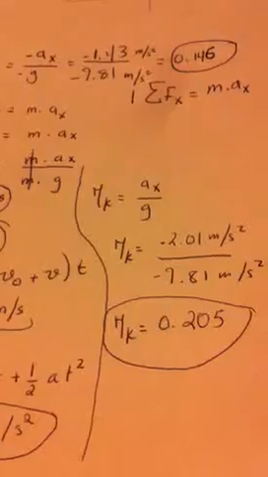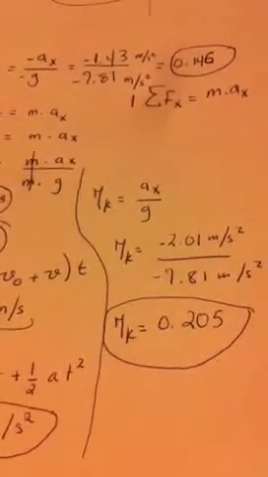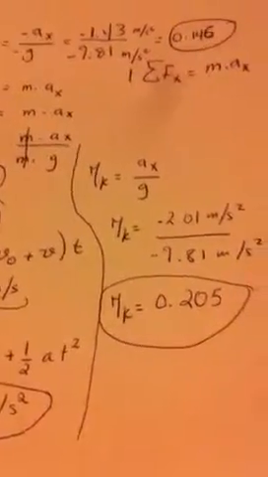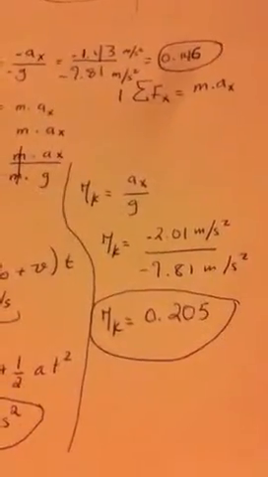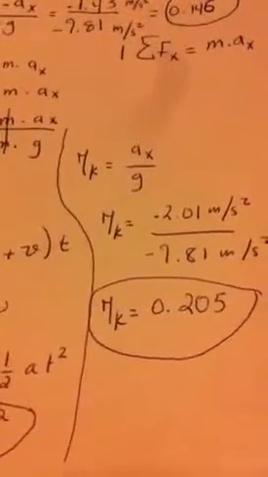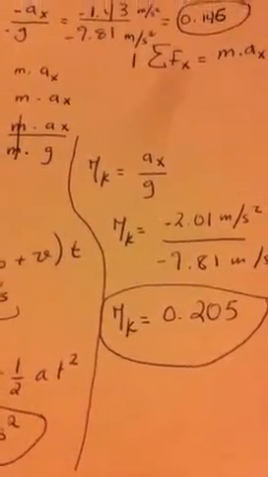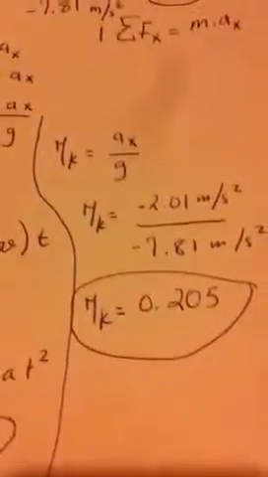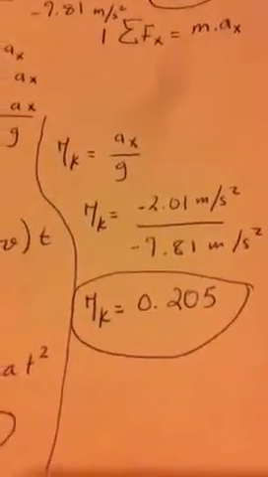Again, the coefficient of friction doesn't have any units, and it is between 0 and 1, so it seems that we're on the right path. So basically that's the end. The first coefficient of friction was 0.146, and the second mu sub k is 0.205, and that was the fourth screencast assignment.